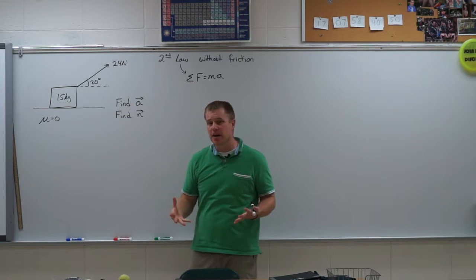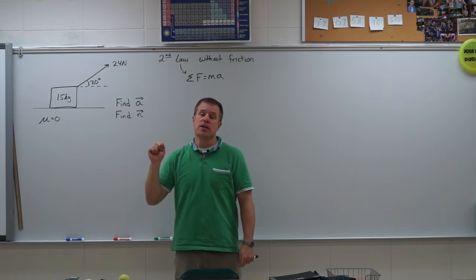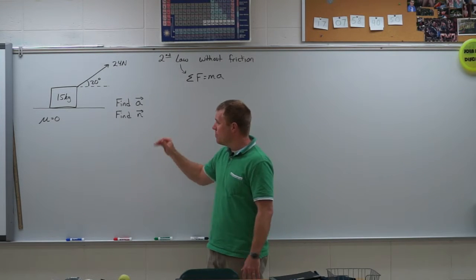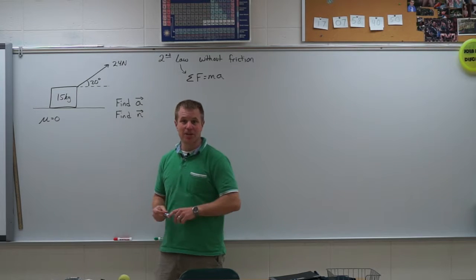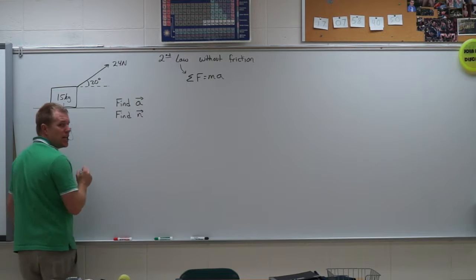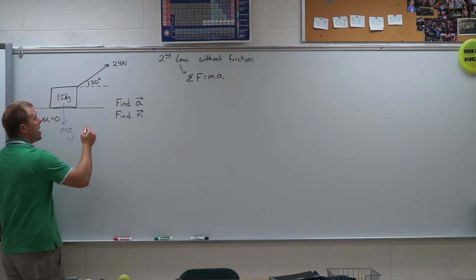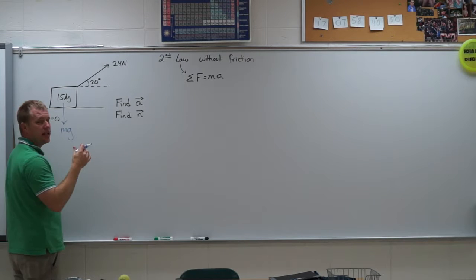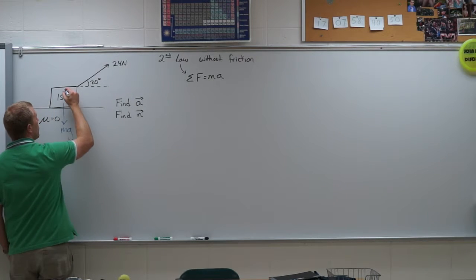All right, so how do we set up one of these problems? Well, the first thing we need to do is draw a free body diagram. So what are all the forces acting on my object? Well, easy one, gravity. So the force of gravity acts straight down. mg is our force of gravity. We have our 24 Newton force. Is there friction? Nope. Is it on a surface? Yes, so there is a normal force.